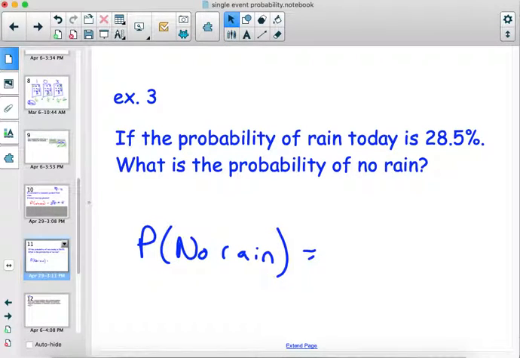You could write your answer as a percent.